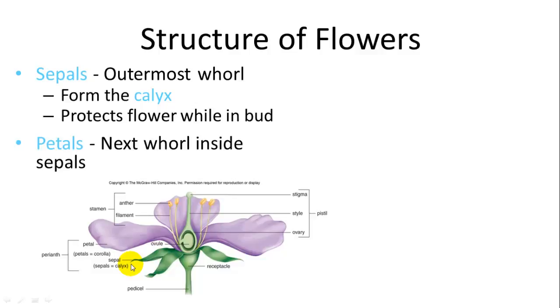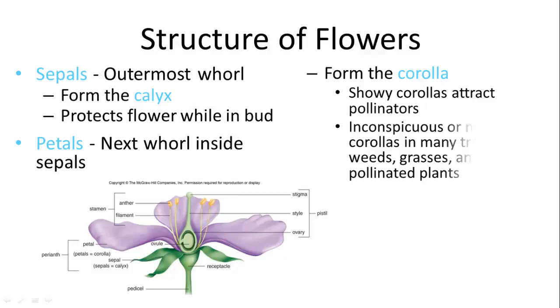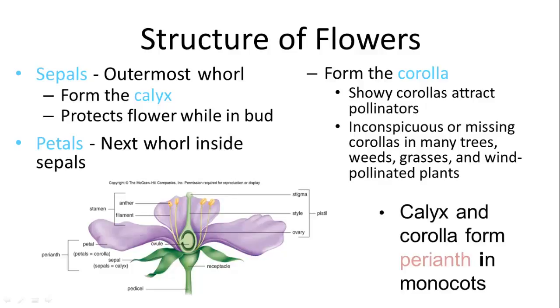The next whorl inside is the petals. Okay, we can see 3 petals here. There's probably a 4th that was cut off. And this forms what's called the corolla. And if they are bright or showy or have stripes or lines on them, usually they are to attract pollinators, maybe birds or bees or other types of insects. If they are inconspicuous or missing corollas, that happens in many trees, weeds, grasses, and wind-pollinated plants that don't need to attract pollinators. The calyx and corolla together are called the perianth in monocot flowers.